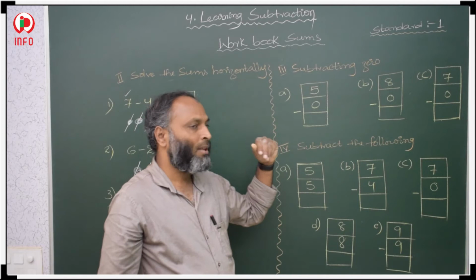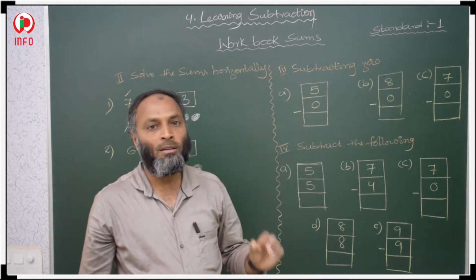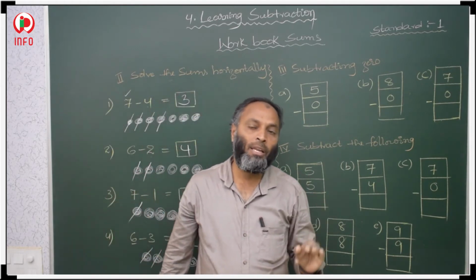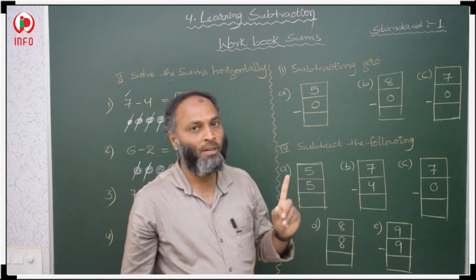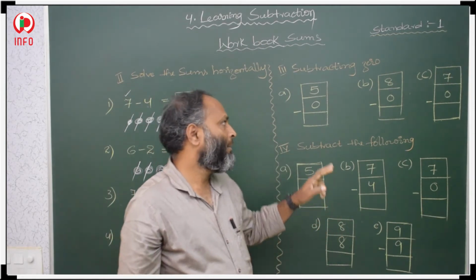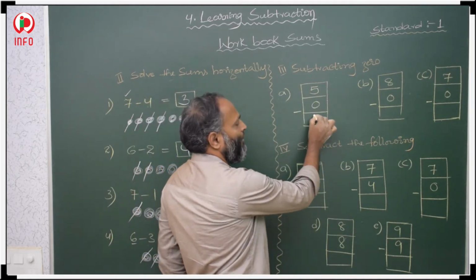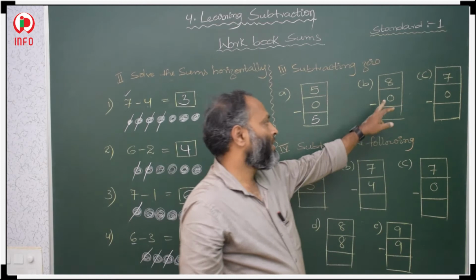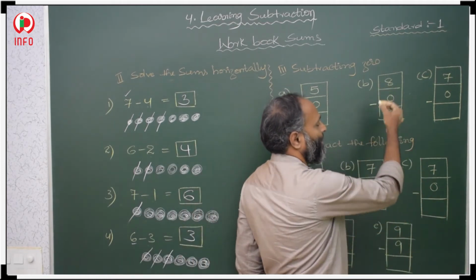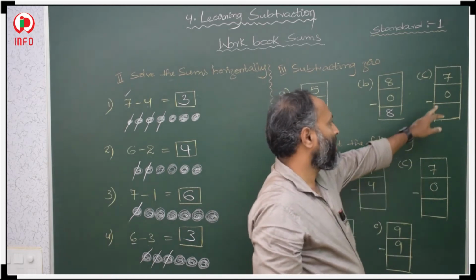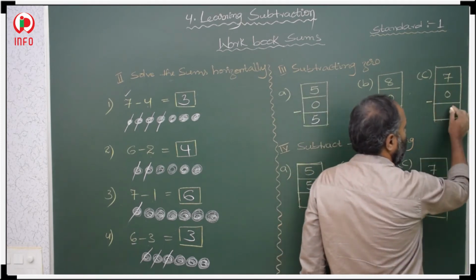So what is the rule in subtraction when 0 comes? If 0 is subtracted from any number, the answer is the same number only. This we discussed previously. It means if 0 is subtracted from 5, the answer is 5 only. If 0 is subtracted from any number, we get that number only. That means 8, and here 0 is subtracted from 7, the answer is 7.